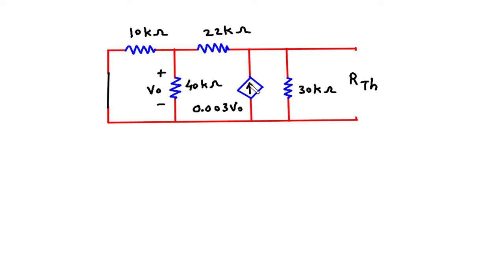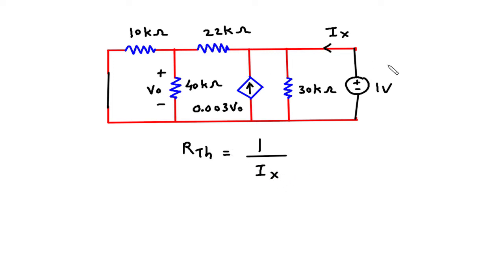Here we can see this is a dependent source. So to find RTH, we will consider a 1 volt voltage source here. This will be positive, this will be negative, this will be 1 volt. Let's say this is current Ix. So therefore RTH will be equal to 1 volt divided by Ix. Now we have to find this Ix to get the value of RTH.